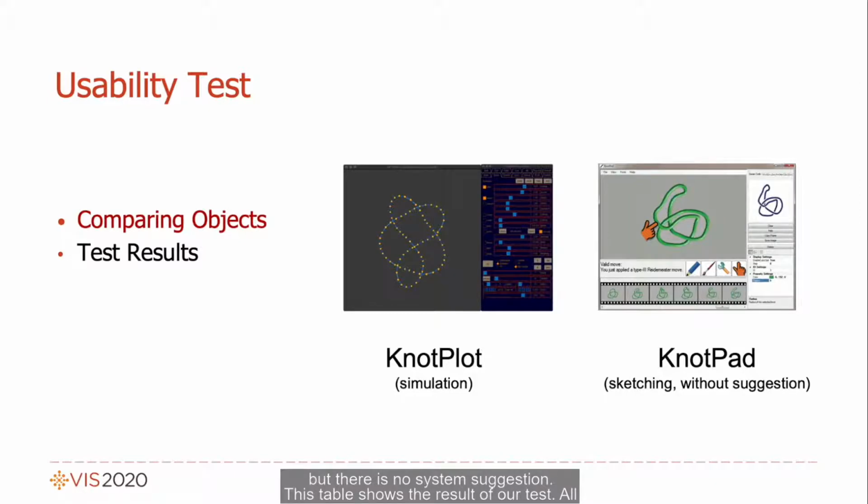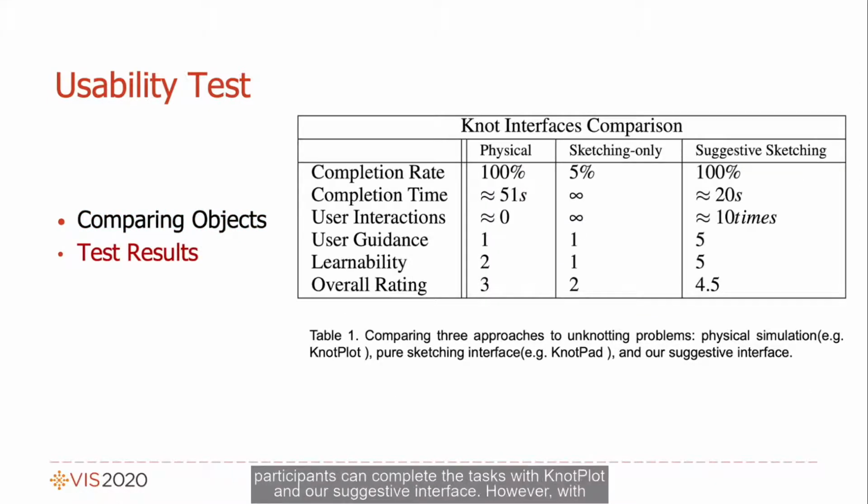This table shows the result of our test. All participants can complete the task with KnotPlot and our suggestive interface. However, with UnknotPad, only one participant completes one job successfully. Another participant nearly completes a task. Other participants stopped working after an average of 8 minutes. Interviews with them revealed that it was almost impossible for them to untangle knots with complicated structures without system-generated suggestions.